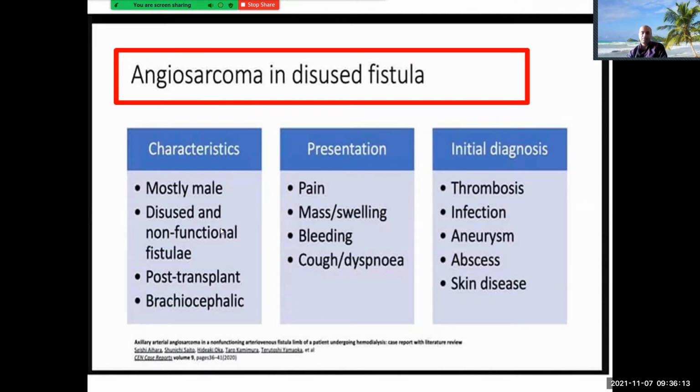Mostly in males, with a disused and non-functioning fistula post-transplant. The patient may present with pain, mass, swelling, bleeding, cough, or dyspnea. The initial diagnosis and differential diagnosis may include thrombosis, infection, aneurysm, abscess, or skin disease.